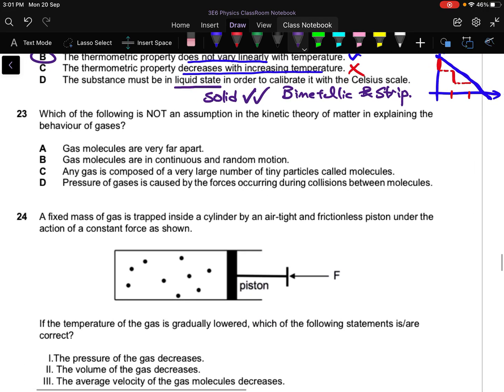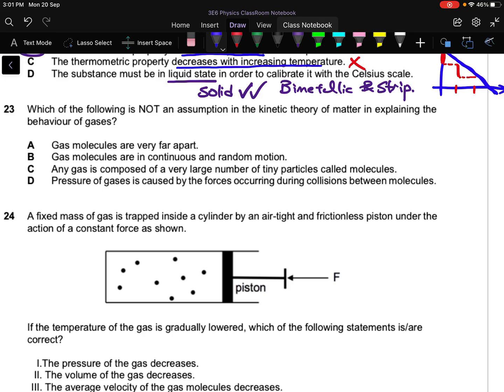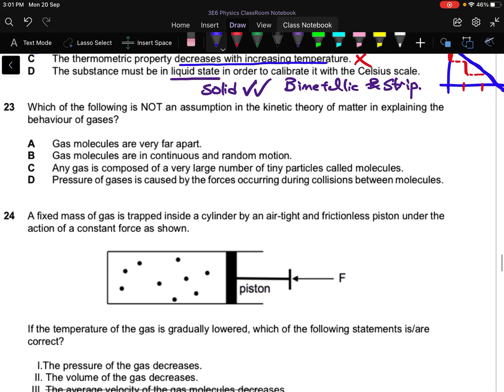Okay, now if you look at question 23, which is not an assumption of your KMM, this one is more on content knowledge. So you need to identify the statement that is wrong. Gas has far apart molecules, so this one is correct. Gas molecules are always moving randomly, correct. Gas is made up of a large number of tiny particles called molecules. It is correct as well.